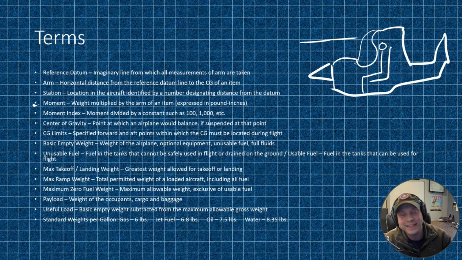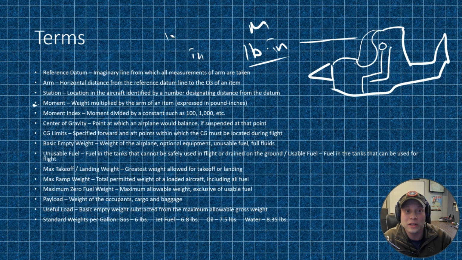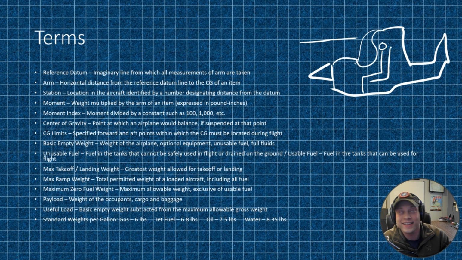Now, moment is the weight times the arm. So if we are talking about weight in terms of pounds and that arm in terms of inches, your moment is going to be in units of pound-inches. So if you ever are doing calculations, it's always a good idea to label your units so that at the end, your units all make sense. Your center of gravity should be in terms of inches by the end of the calculations.